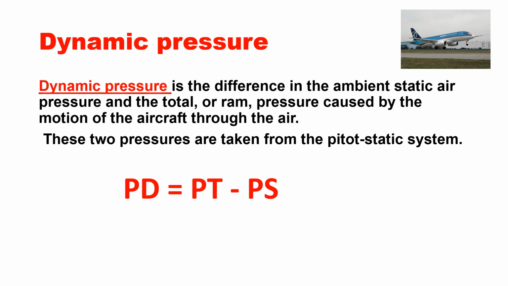Dynamic pressure. Dynamic pressure is the difference between the ambient static air pressure and the total pressure caused by the motion of the aircraft through the air. These two pressures are taken from the pitot-static system. Dynamic pressure is equal to the difference between total pressure and static pressure.